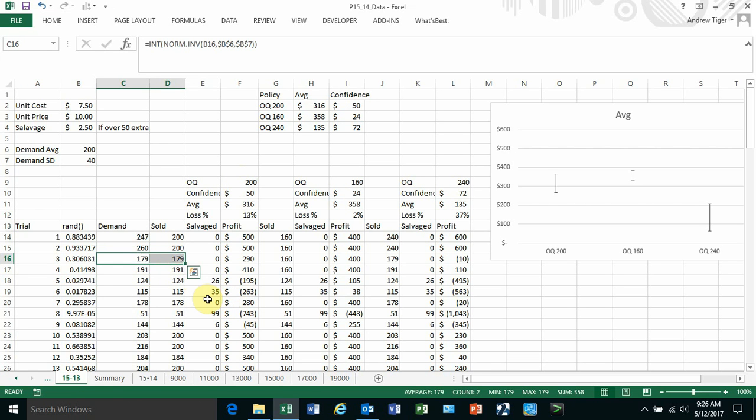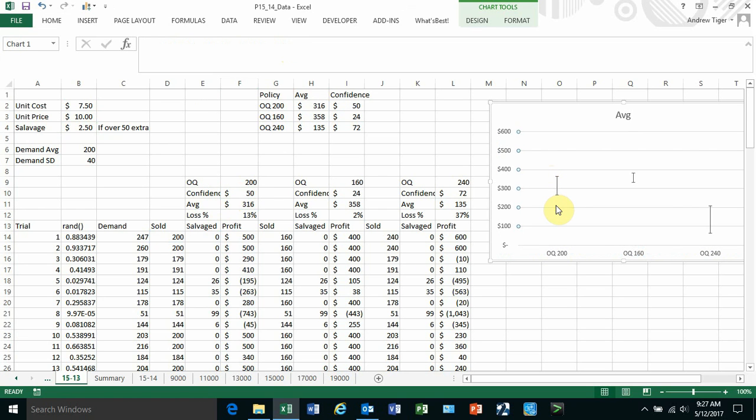In this one, I have 200. I have 21 left over. That's not over 50, so I can't salvage any. And once I know these three numbers, I can determine my revenues based on selling at $10, salvaging at $2.50, and then subtracting my order quantity times $7.50. You calculate an average, a profit, and a confidence as a function of the standard deviation, some confidence level, and the sample size, and then we can plot these graphs.